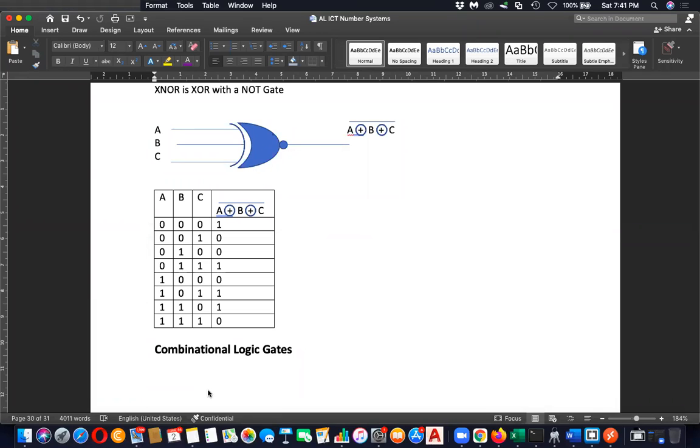Right. Let's move to combinational logic gates. So please write down these logic gates. The reason I'm writing with you is that otherwise, if I put up the slide, you will be looking at the next topic before learning the current topic.